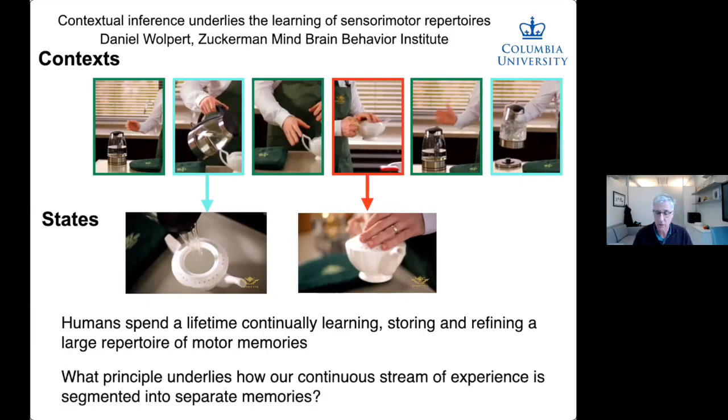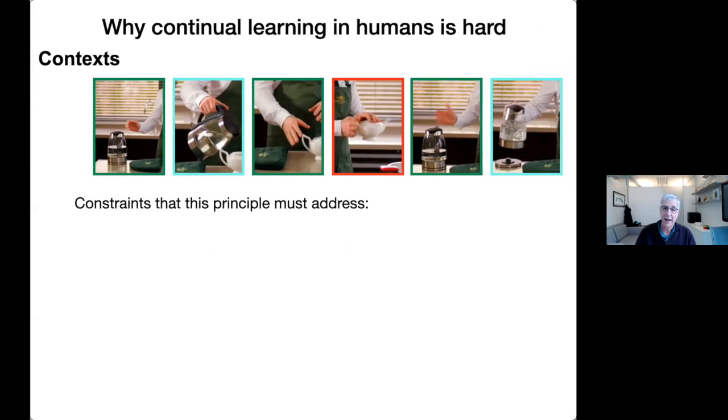And the key question I want to address is, what principle underlies how our continuous stream of experience is segmented into separate memories? And I want to point out this is a hard problem for humans or even robots. There are certain constraints that a principle we're going to develop has to address. Tasks we experience in sequences. We don't batch things. Things just go continuously through life from when you're born till you die. You experience things in sequence.